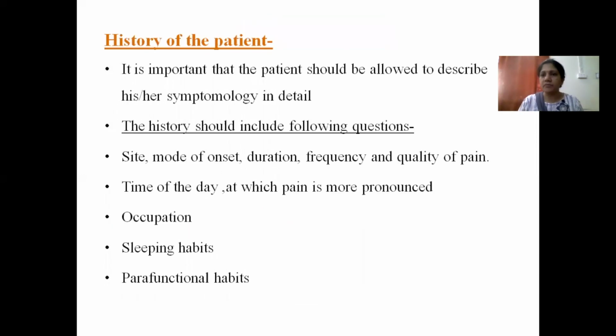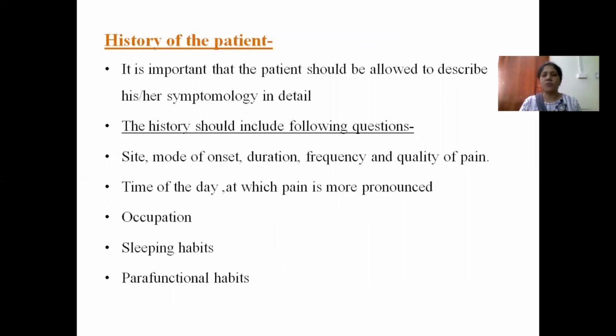Now, if a patient comes to you, how will you diagnose the case? What things should you perform, what things should you ask for? That is, clinical history is important. The pain with which the patient will come, and the second complaint will be the limited movement. First about pain, you are going to ask site of pain, mode of onset, duration of pain, frequency and quality of pain, time at which the pain starts, time at which it is more pronounced, and the trigger points. All those things about the pain you are going to ask.